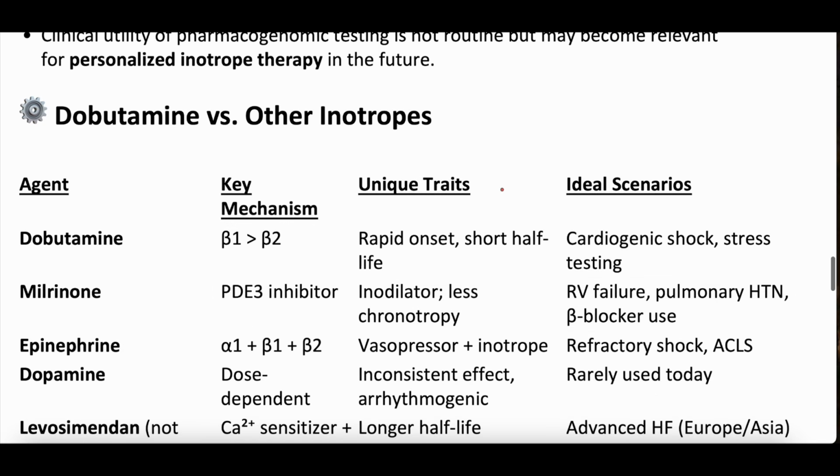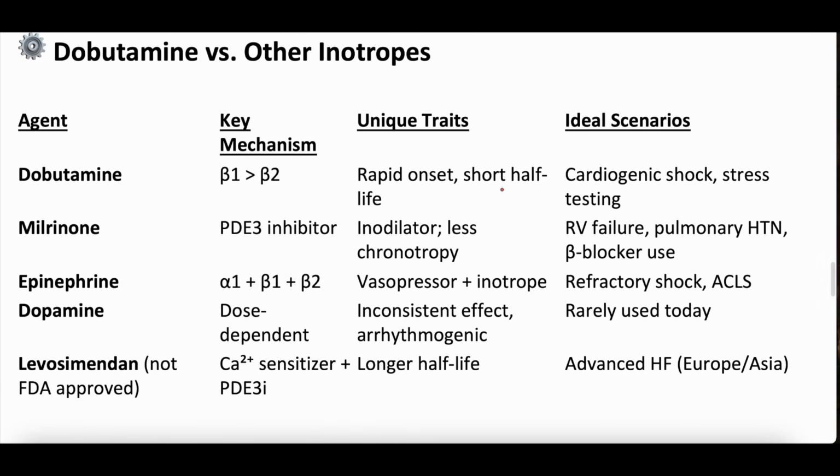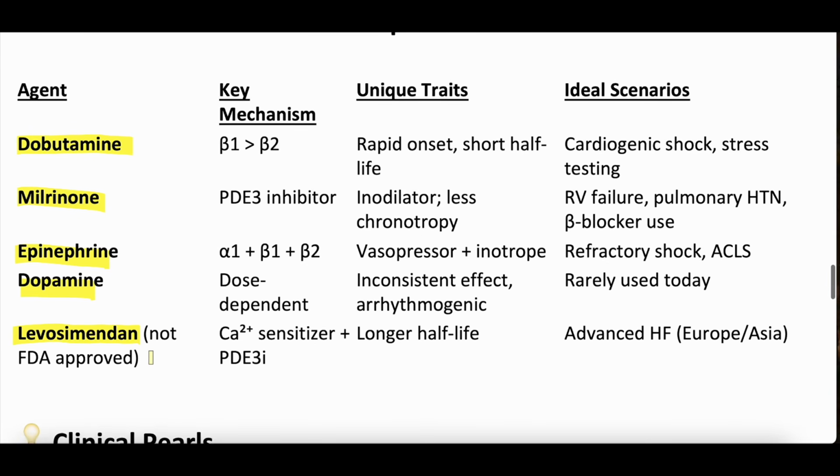Dobutamine versus other inotropes. We have talked about all these inotropes in different videos, so check those out if you want to hear about them. But there's going to be dobutamine versus milrinone versus epinephrine versus dopamine versus a medication called levosimendan, which is actually not FDA approved in America, but it is approved in some other places.